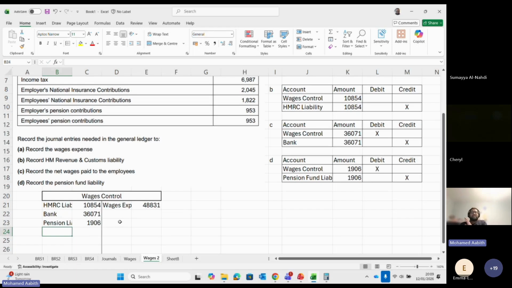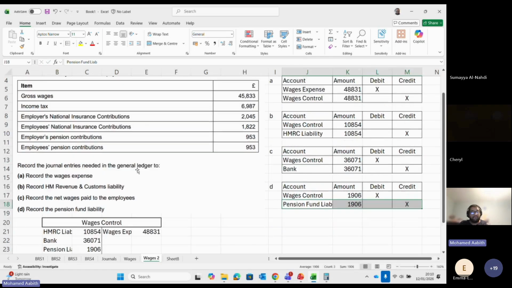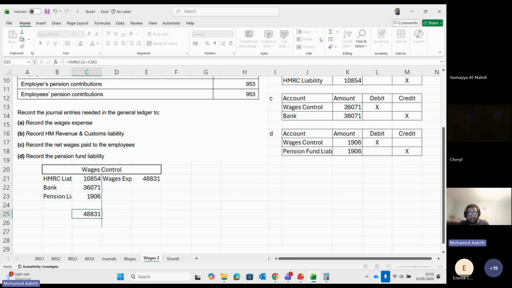So now I think I have found all the relevant people who are looking into my wages expense. That wages expense is now distributed to 3 different entities via the use of the wages control account. So now, if I'm going to do a total, I'm going to say FX. That amount is equal to that amount. Can you notice that here?